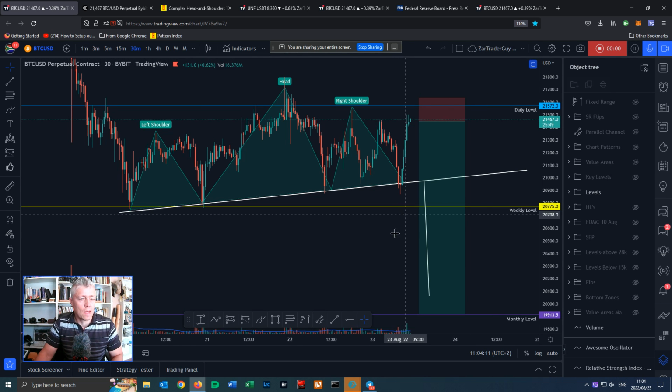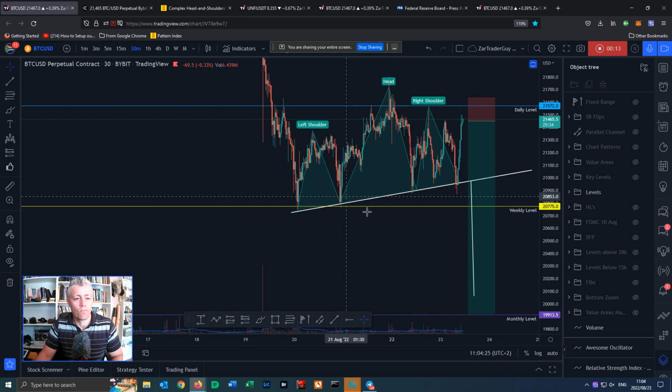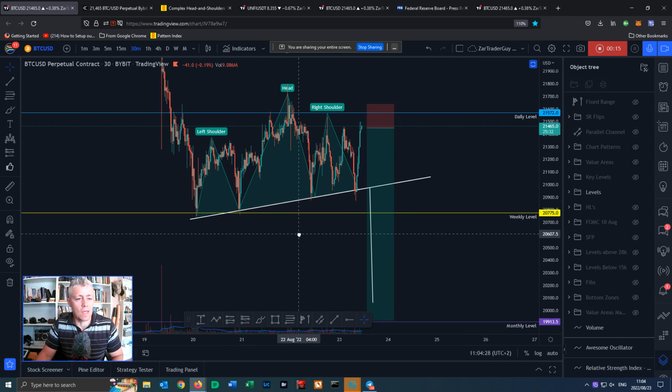Hope you're well. I wanted to quickly jump on to give you a short idea on the Bitcoin chart. As you can see, we've got a head and shoulders pattern that has played out here on the 30-minute chart. And generally, this is a bearish pattern if it closes below this neckline over here.